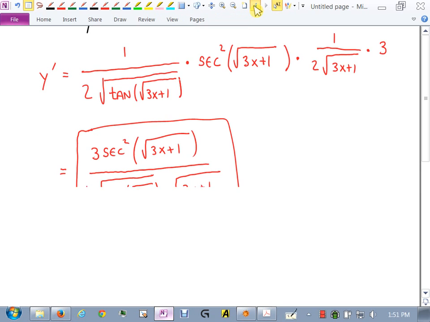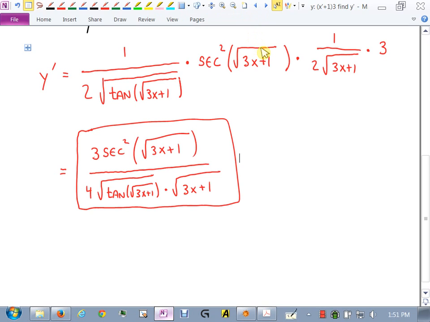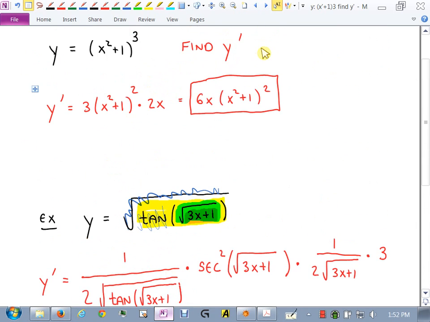Y'all like the shortcut? Do y'all want to see that one with the long way, or yes or no? Why don't I just do this one? This will be the last one I do long, okay? Y is equal to the square root of tangent of the square root of 3x plus 1. All right, here we go.